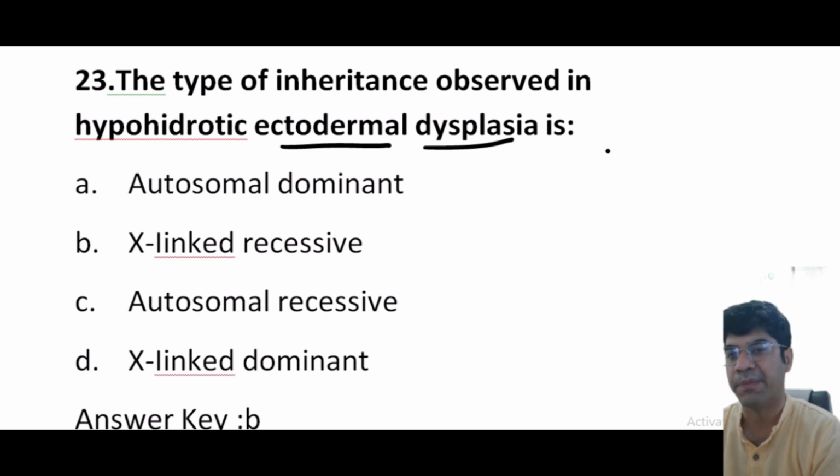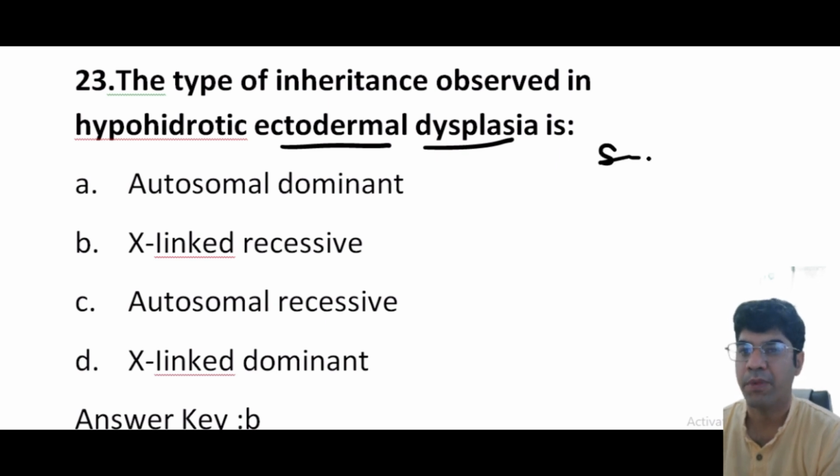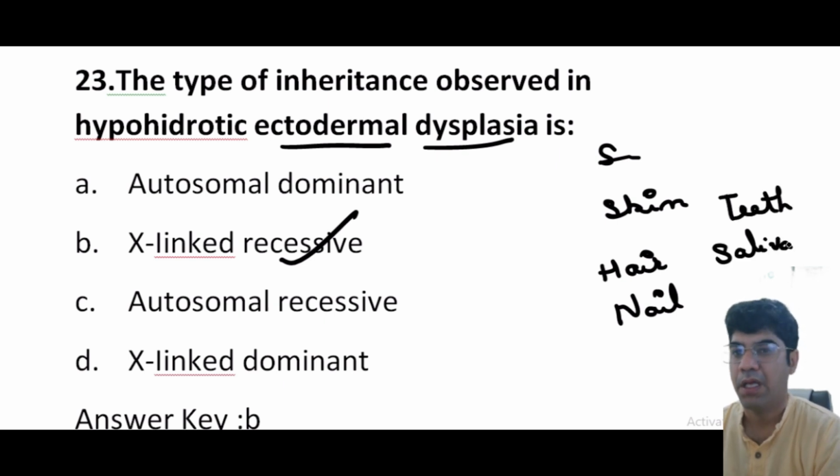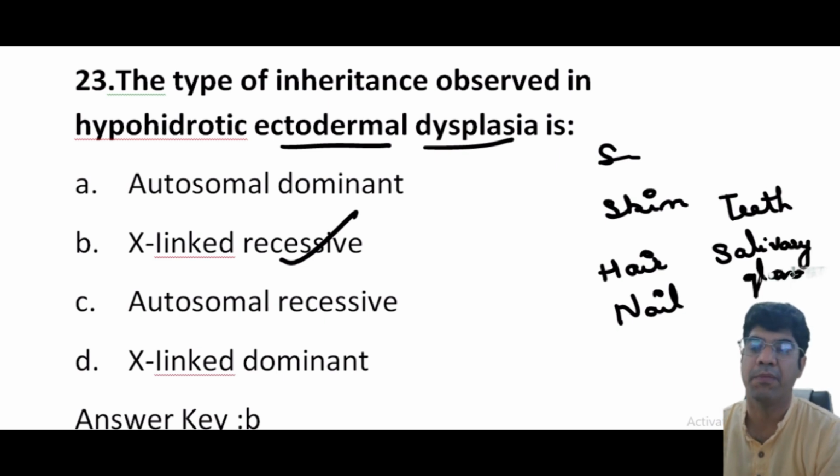Although the autosomal forms may be seen, the most common form is the X-linked recessive type. That will be your answer. So it will affect the skin, hair, nails, teeth and the sweat glands. The gene that is responsible for the most common form of hereditary ectodermal dysplasia is the EDA gene that is located on the X chromosome.